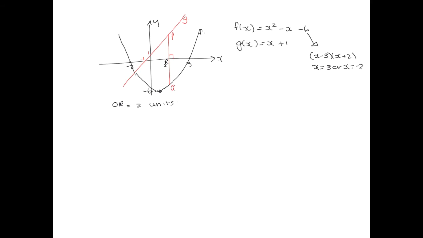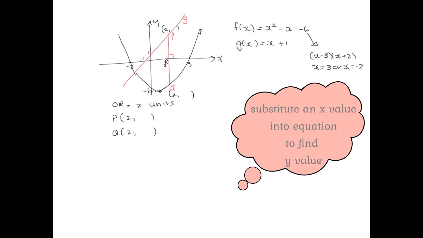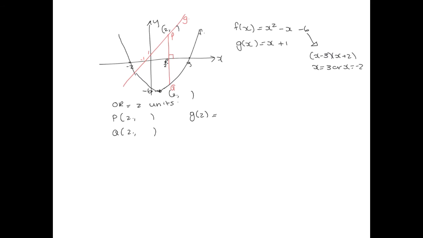So now we have to find the coordinate of P. So this is very important. P and Q will have the same x value. It will be 2. Why? Because the same x value goes all the way up that line. So P will have the coordinate 2 and something, and Q will have the coordinate 2 and something. So to find the coordinate of P, we put 2 into the straight line, because it lies on the straight line. So we're going to say g of 2 is equal to 2 plus 1, which is 3. So P is the point 2 and 3.